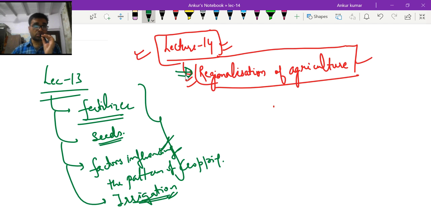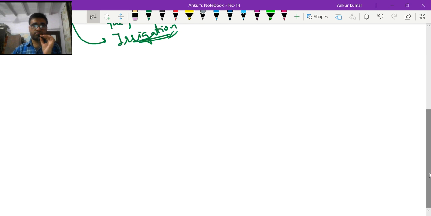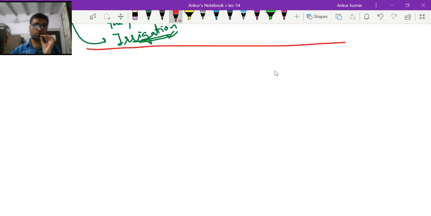And this will be the last class of agriculture, lecture number 14. In this we will do the regionalization of agriculture and most probably one more topic, that is land classification. So these two topics most probably, but more importantly, we will concentrate on the regionalization of agriculture. So let us start with this topic, regionalization of agriculture.